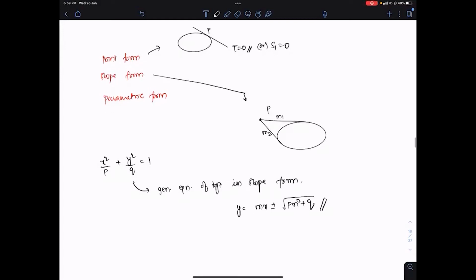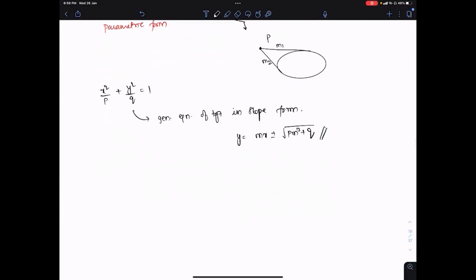Okay. So it may be an ellipse or hyperbola or circle, whatever it may be. If the equation of a curve is like this, then the general equation of tangent in slope form is given by y equals mx plus minus square root of pm square plus q, like that. So let us take some examples.